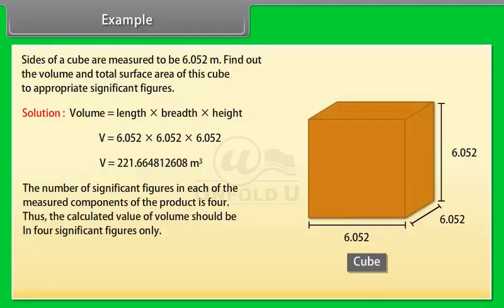The number of significant figures in each of the measured components of the product is 4. Thus, the calculated value of volume should be in 4 significant figures only. Thus, V is equal to 221.7 meter cube.